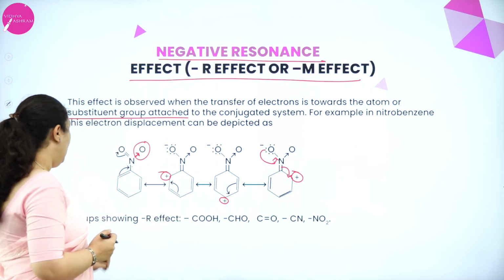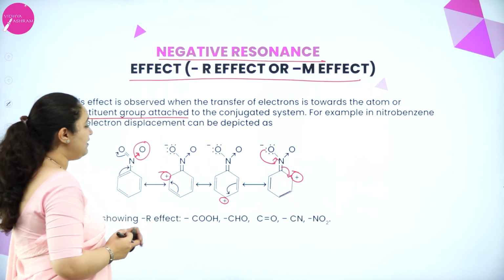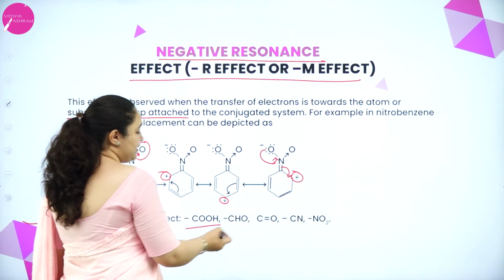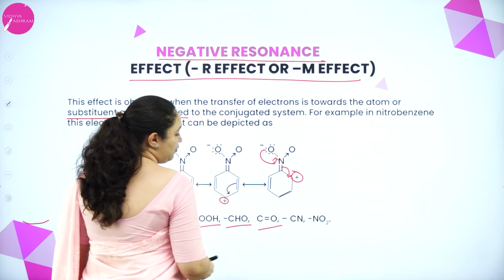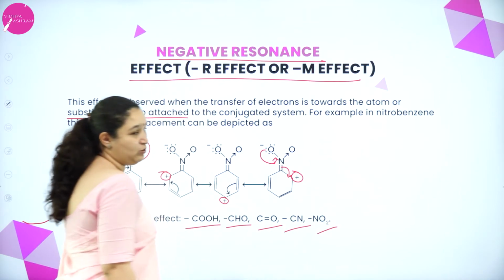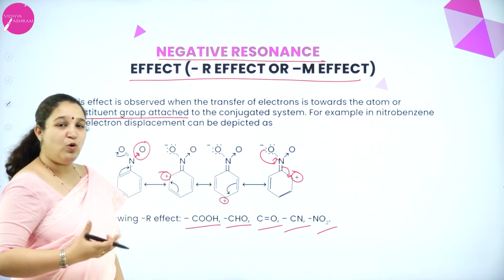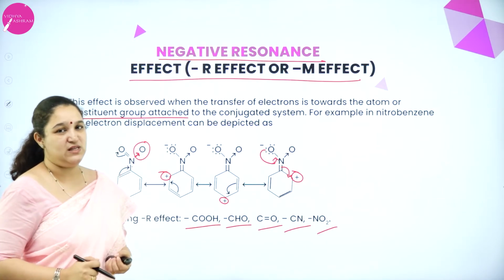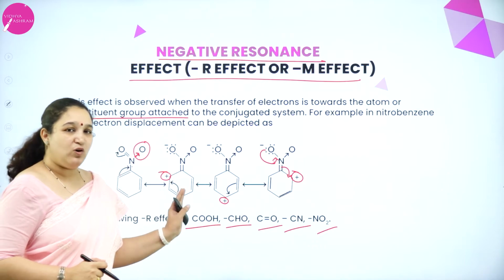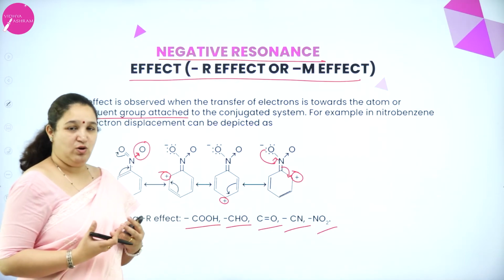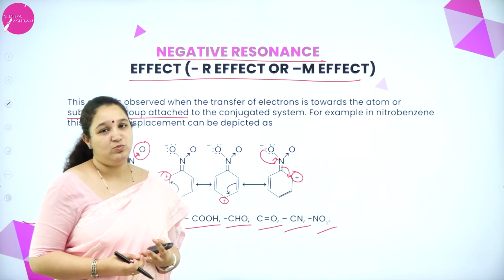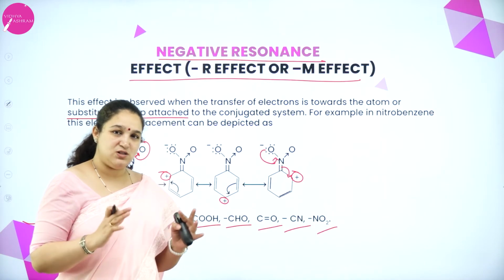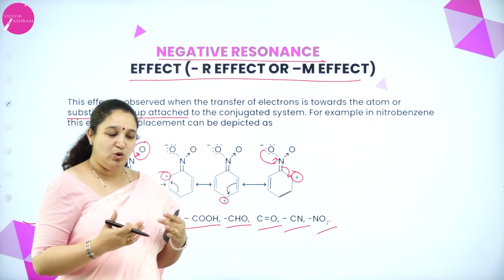Now the groups which show minus R effect are COH group, CHO group, carbonyl group, cyanide group, NO2 group. These are more electronegative. They take up the electron from the benzene ring towards itself. Like this, you will be coming across more in almost all of the chapters. So even if you have not understood this completely now, don't worry.